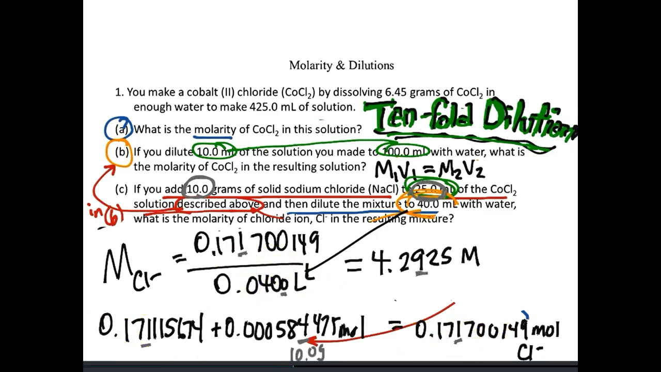And this number, the denominator, has 3 sig figs. The numerator has 3 sig figs. So my answer should have 3 sig figs. That should be 4.29 molar, and we're going to circle that as our answer.